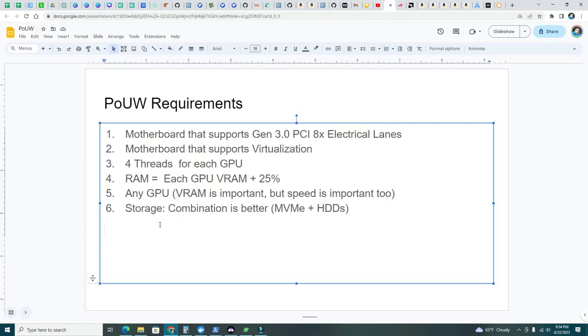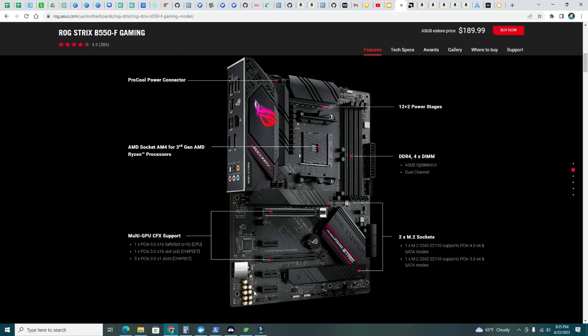For storage, a combination is better: between fast NVMe SSD drives and hard drives. For this, I do have a couple of NVMe SSD drives, that's no problem. On this motherboard, you can see I have these two M.2 sockets, so this one there and another one here. I'm going to be able to fit those two NVMe SSD drives there. Well, that's not a problem then. This motherboard will do.